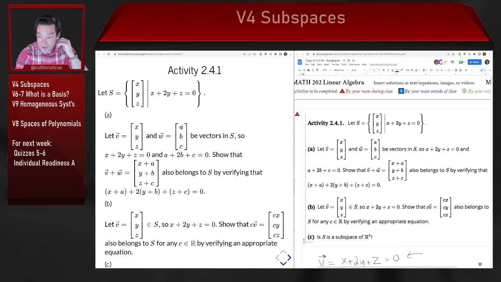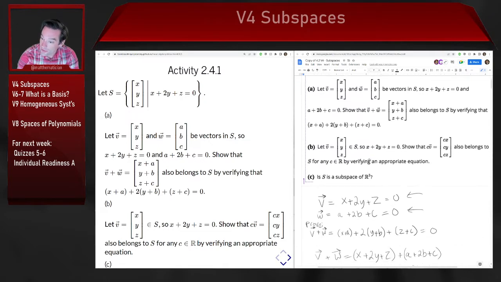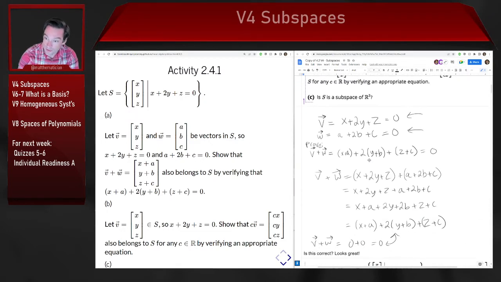All right, so actually that went pretty well so far. The idea was that we wanted to prove that if we have the set of vectors that satisfies x plus 2y plus z equals 0 in 3 space, that set is in fact a vector subspace of 3-dimensional space. And this is group 3's write-up of what you did. What you've done here is picked a vector v and a vector w that belong to the set S. So what do we know about them?